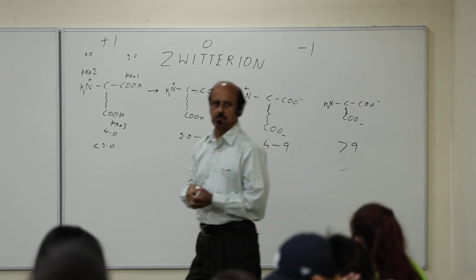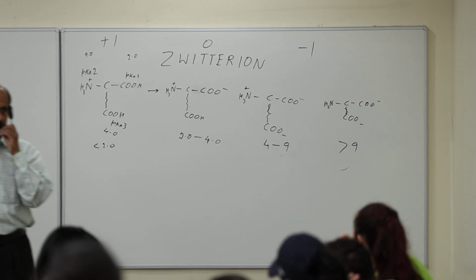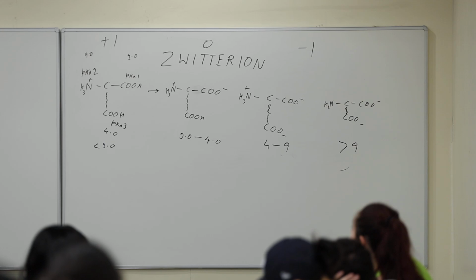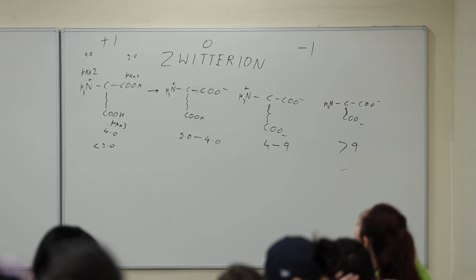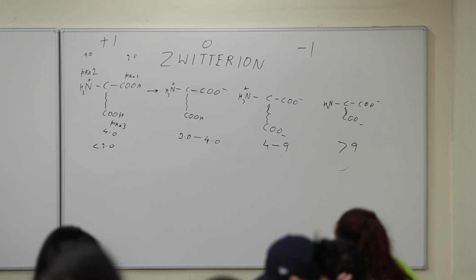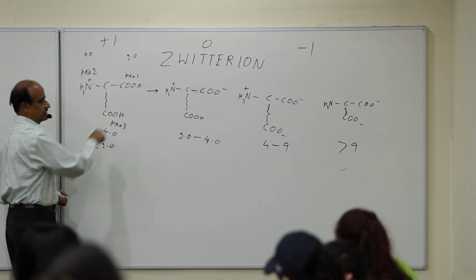Alright? Yes? Is the pK2 always going to be that R3? No, by definition 2 is the alpha amino group. So this is 2, this is 1, this is 3. So the side chain is always 3.